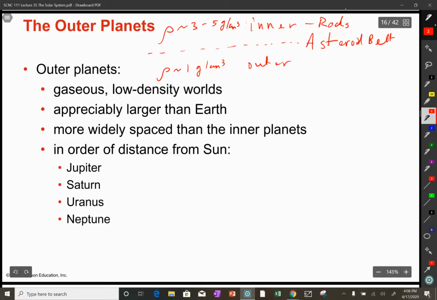And they're all gassy. They're gassy planets. Doesn't mean they have flatulence. It means that they have gas exteriors. So they're gaseous, low-density worlds. They are way larger than Earth. Even the smallest of them is 4 times bigger than Earth, which is the largest of the terrestrial planets. And they're spaced much farther apart from each other than the inner planets are. And so we have the order here: Jupiter, Saturn, Uranus, and Neptune.